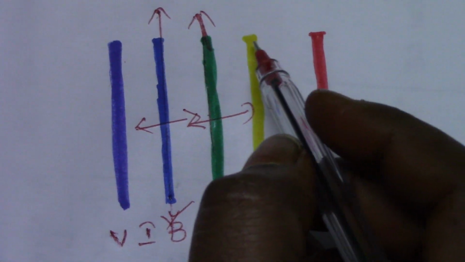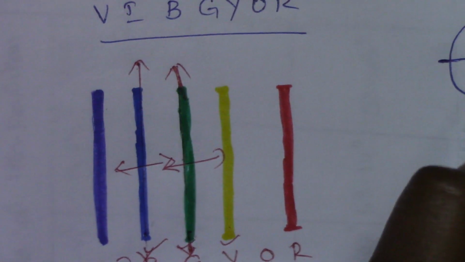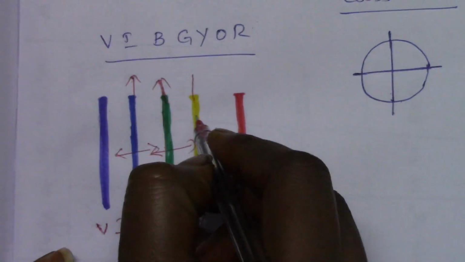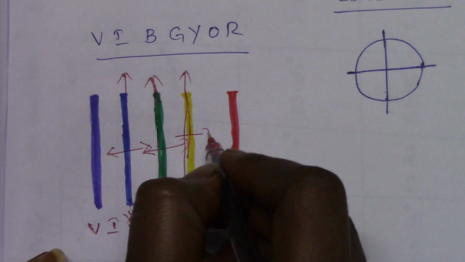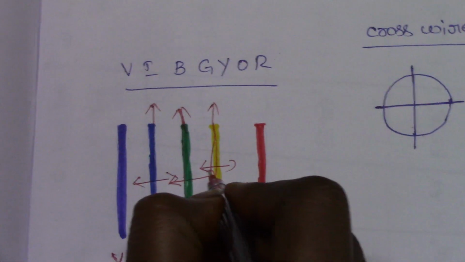Similarly, we will go for the next color, that is yellow. What we have to do here is coincide the vertical line of your cross wire exactly with your yellow color. I am showing you on the book. Now we will see the same pattern in the telescope. The yellow color now exactly coincides with the vertical cross wire of our telescope. Now we have to take the readings.